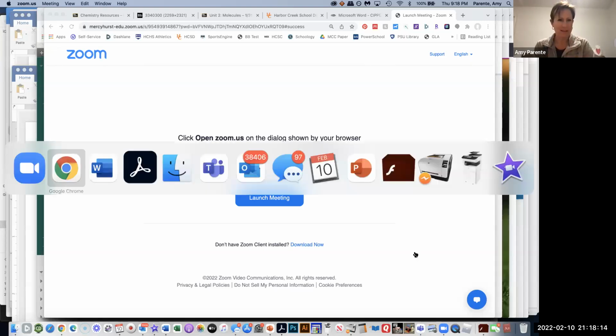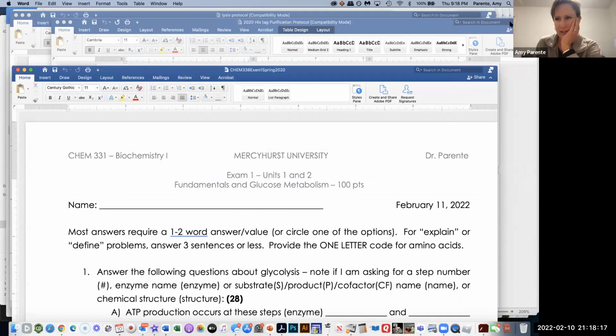All right, so I'm going to start sharing my screen again. All right, can you see this Word file? Okay, this is the exam here. I'm showing you the first question because I want you to see how this is set up. So the first question actually is worth 28 points. So it's a little more than a quarter of your exam. It's all about glycolysis.